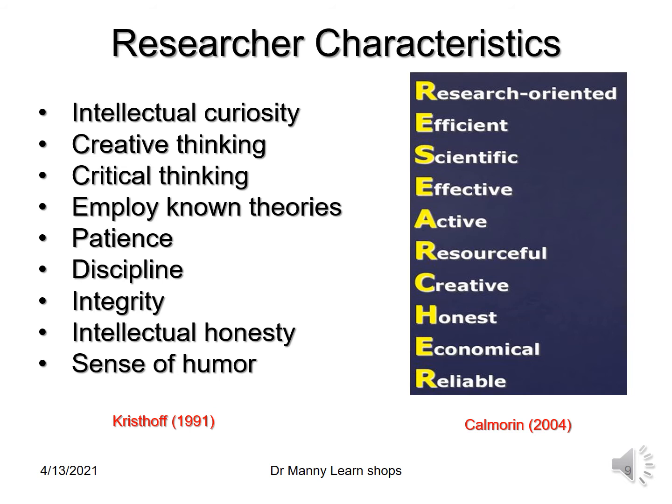And a good acronym is this researcher one that I found, according to Cormack in 2004. The R says be research orientated. So follow the rules, follow the guidelines, be efficient, don't procrastinate, and don't make excuses. Be scientific and be effective and active. Be resourceful, creative, honest, and economical if you can be, and be reliable. These are all good researcher characteristics.